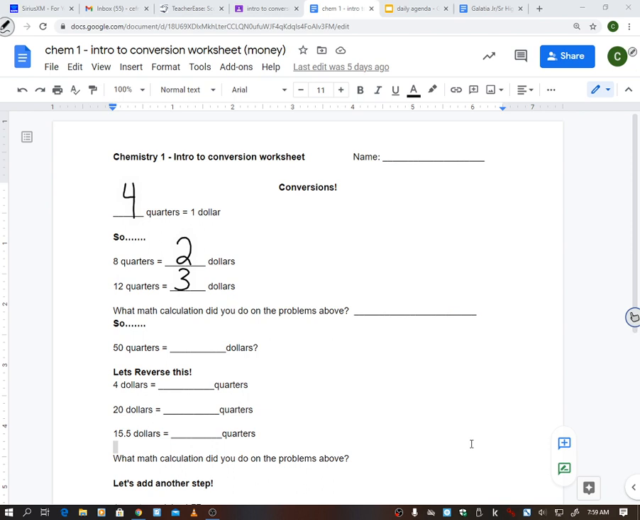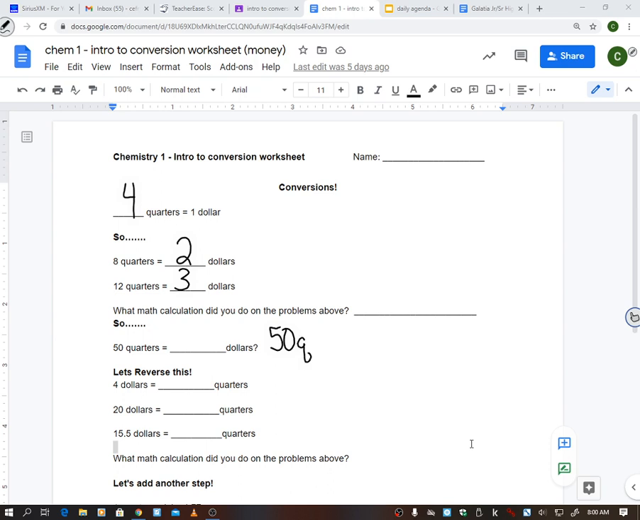So 50 quarters, here's the problem, is when you get a larger number, it's one that you can't just do in your head. So then we get 50 quarters, so then how do you do that if you can't do that in your head? Well, a lot of kids I think would say, well, I'm just going to take 50 divided by 4.